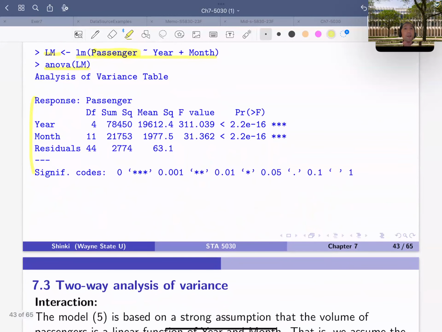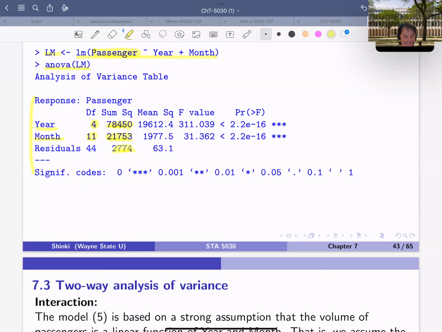And this is the ANOVA result. You can see that the degrees of freedom for year is 4 because we have 5 years, so 5 factors, and the degrees of freedom is 5 minus 1. And for the months we have 11, so 12 minus 1. So it sounds fine. And the sum of squared deviations, so you can interpret these numbers.